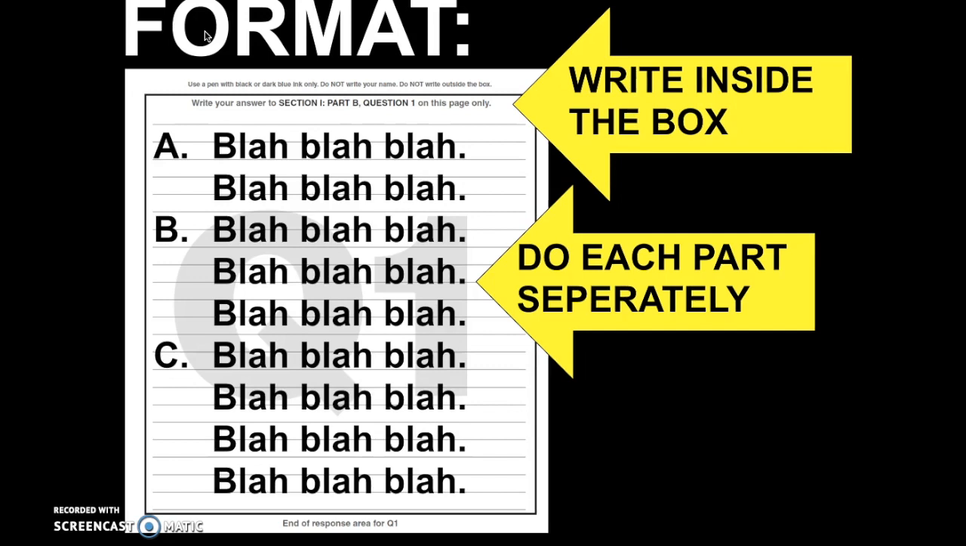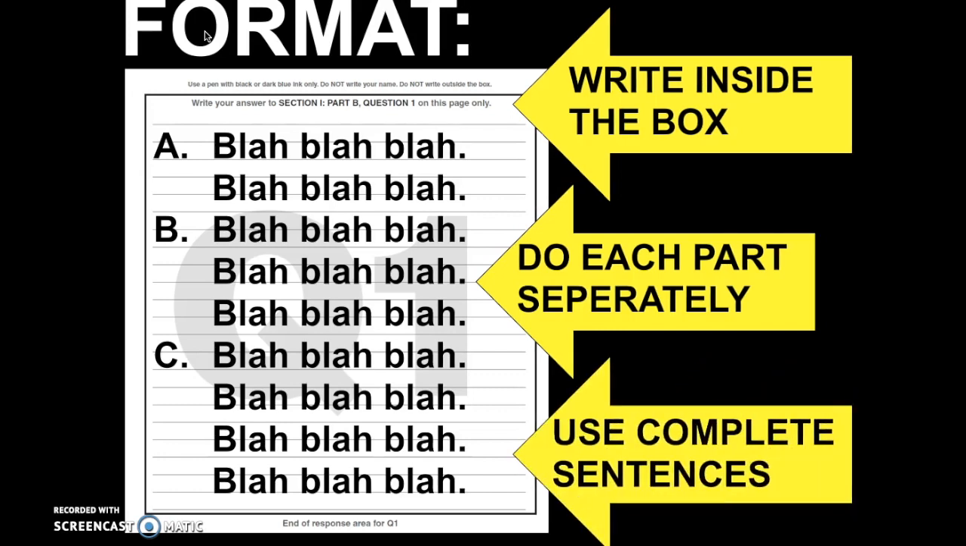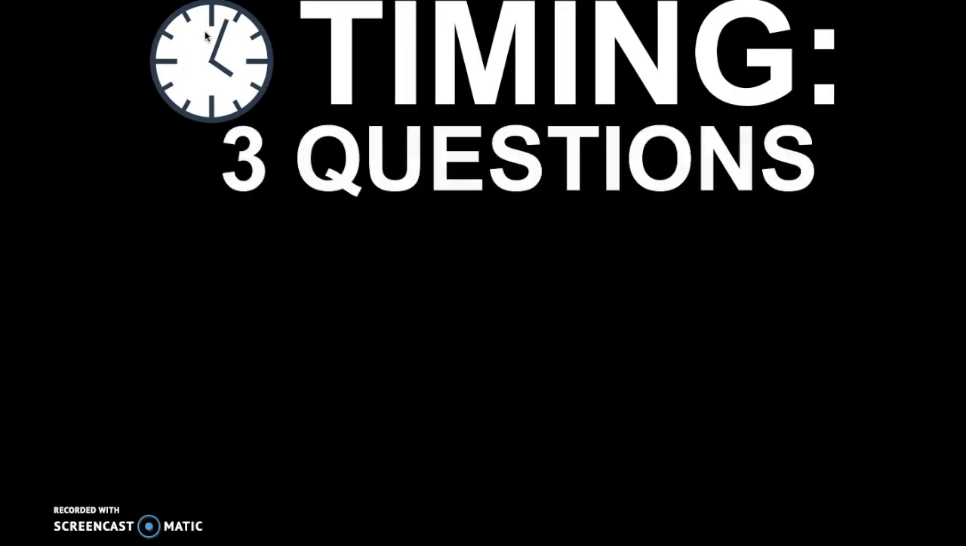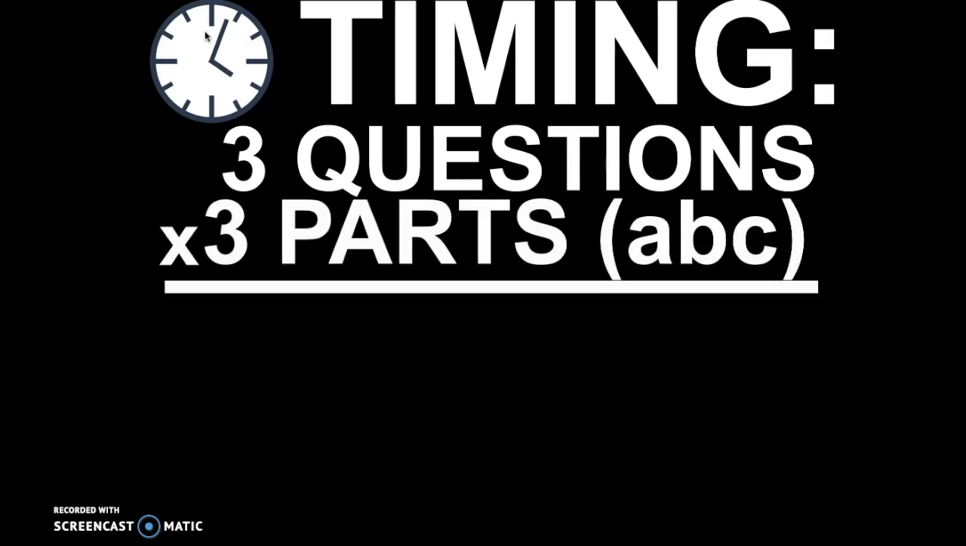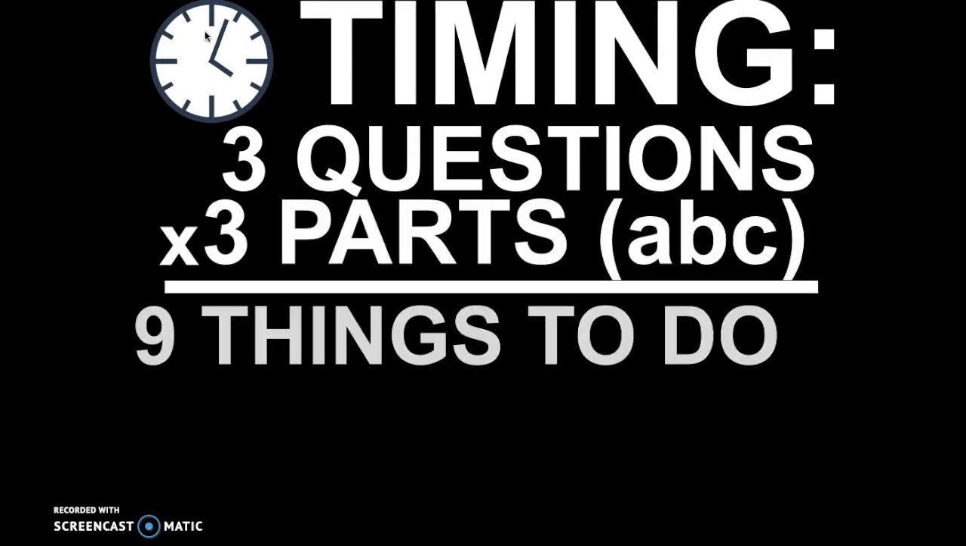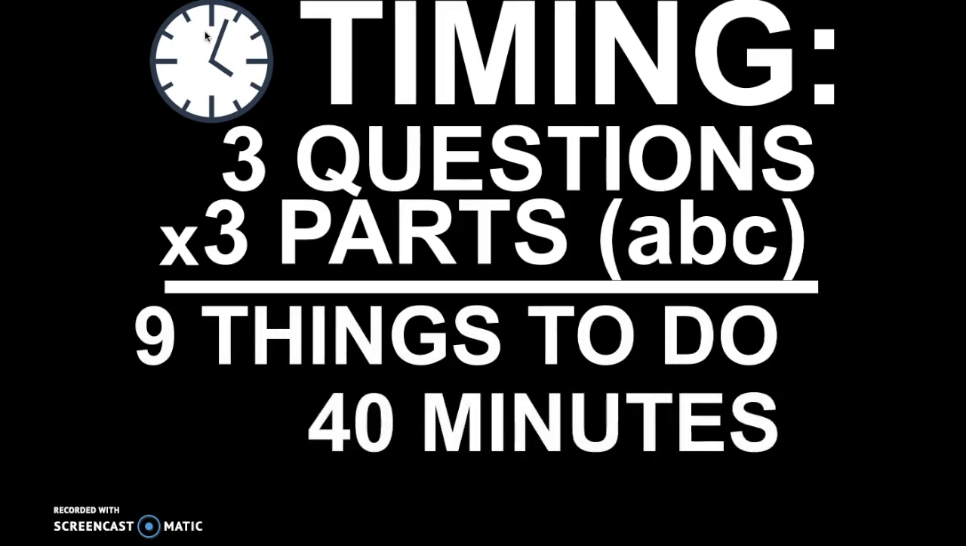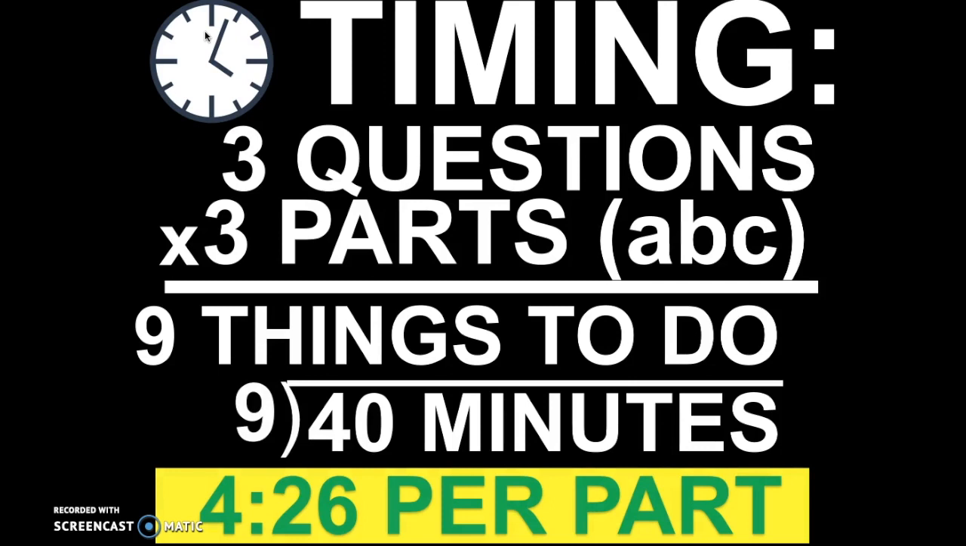So here's what your answer will look like. It'll be complete sentences, blah, blah, blah. So you want to answer each subpart separately. And then again, use complete sentences. Okay. For your SAQs, you will have 3 questions with 3 parts. That means you have 9 things to do over a period of 40 minutes, which, if you do math, means you have 4 minutes and 26 seconds per part.